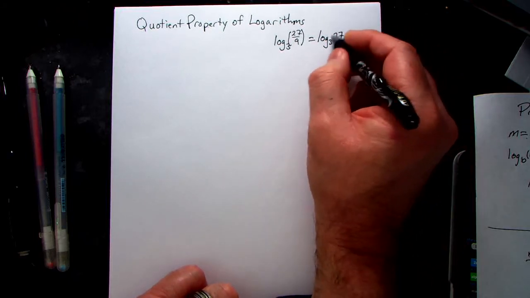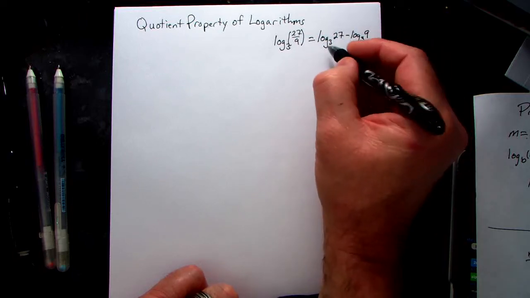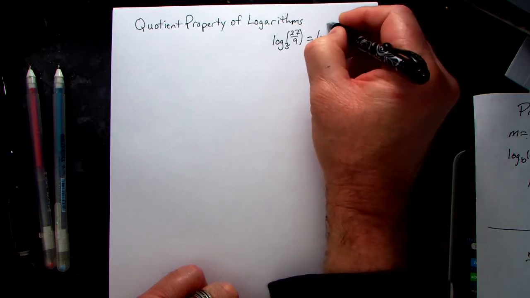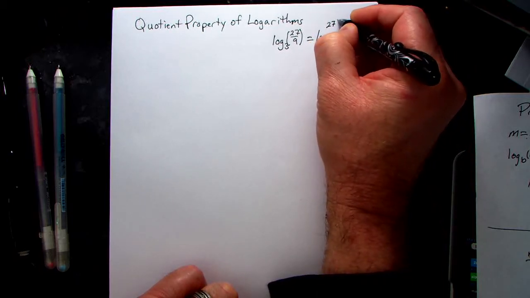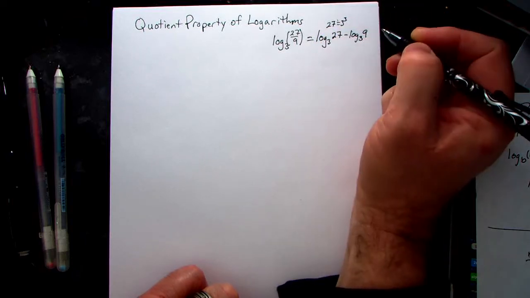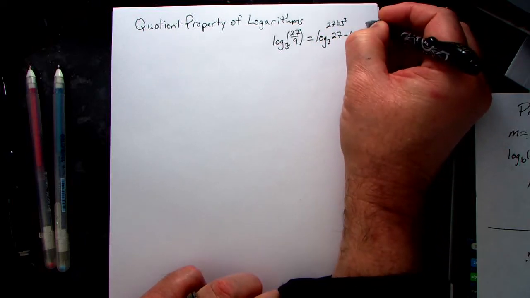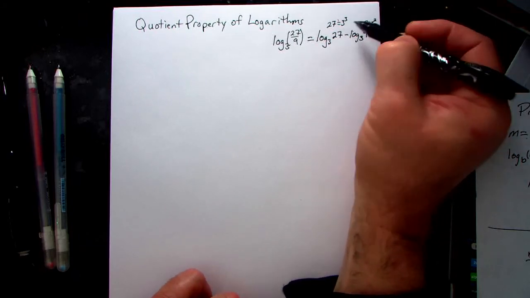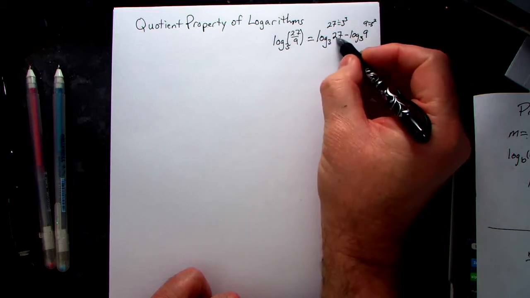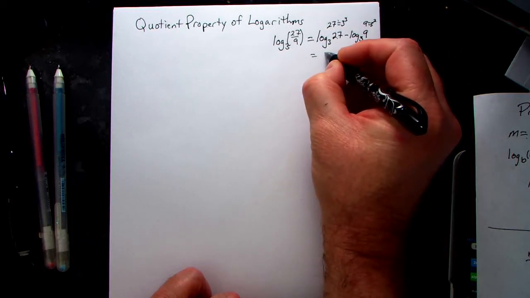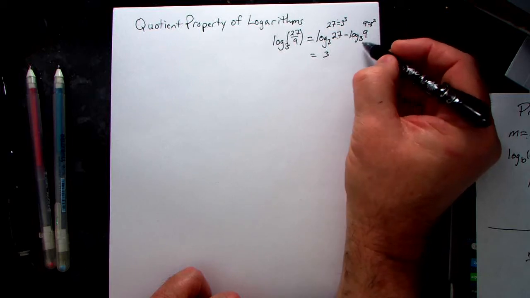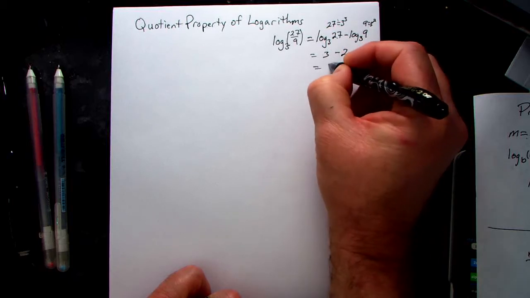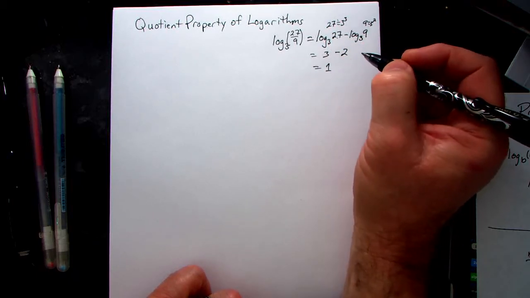If you look at what we've got on the right side here now, log base 3 of 27: 3 to what power equals 27? Well, 27 equals 3 to the third. 9 is 3 squared. So this is 3. And 3 to what power equals 9? 2. So on the right-hand side, we're going to get the value of 1.